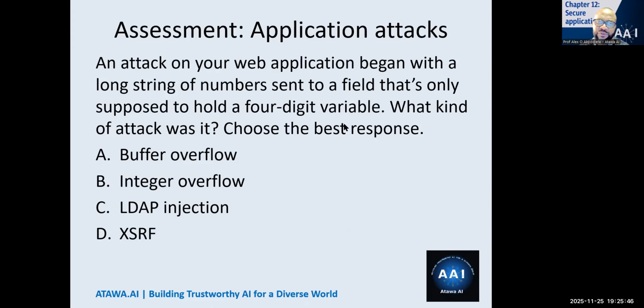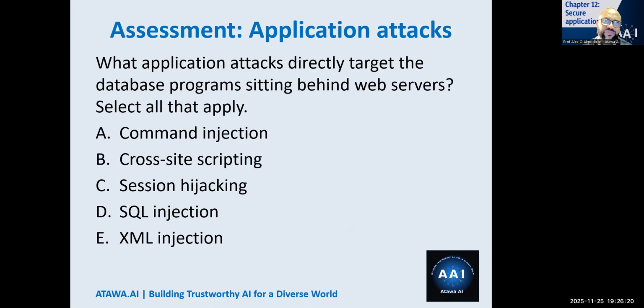All right, quickly, a few review questions on application attacks. An attack on your web application began with a long string of numbers sent to a field that's only supposed to hold a 4-digit variable. So if it has a 4-digit variable, then it's going to have a limited capacity, right? So you're thinking memory, buffer. So what kind of attack was it? Choose the best response. Because I'm talking about the limit in the size of the input field, it's going to be buffer overflow.